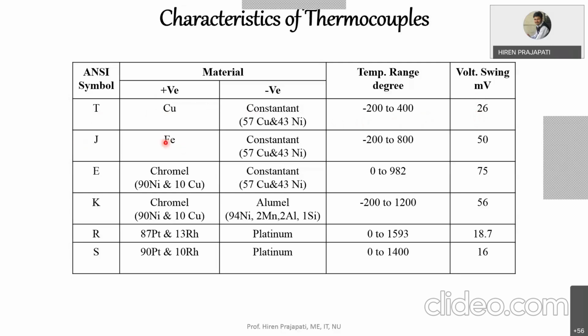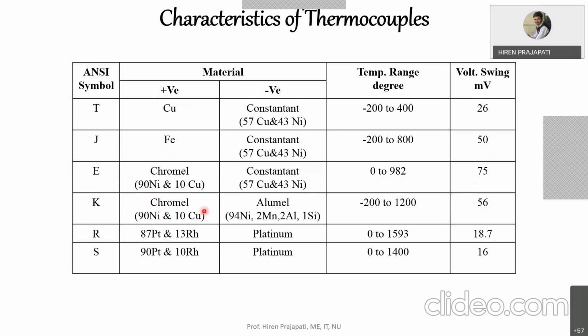J-type thermocouple, then as a positive material, Fe is used, and as a negative again constantan. Measuring range is increased from 400 to 800. Voltage swing is also increased to 50 millivolt. E-type thermocouple is chromel and constantan. So as a positive, now we have chromel, in which we have 90% nickel and 10% copper. Measuring range, it can measure from 0 to 982 degrees Celsius. Voltage swing is again more, 75 millivolt.